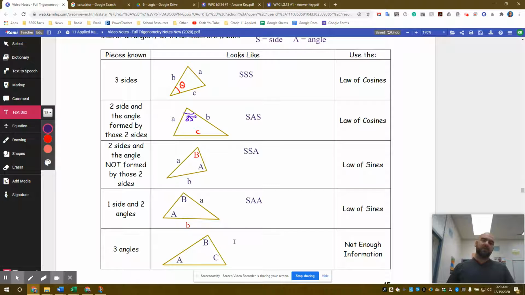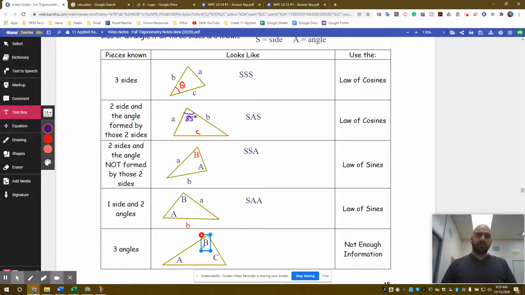We have to know at least one side before we solve, because we could have a multitude of triangles which have the same angles. We call them similar triangles. So we could have a really small one that has the same angles. We could blow it up into a bigger one that has exactly the same angles. We can make a massive one that has exactly the same angles. We need to know what one side length is before we can solve for the other sides.